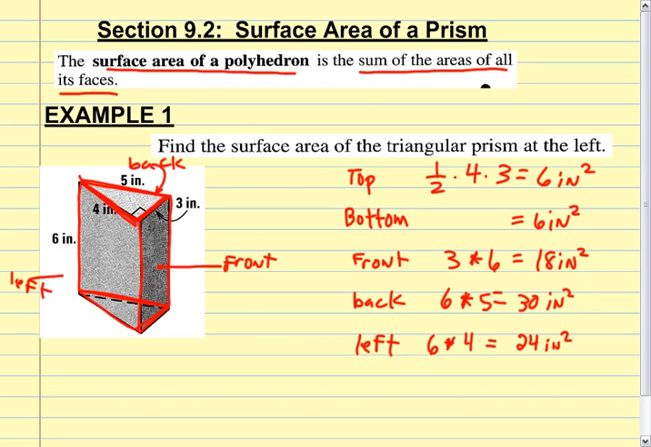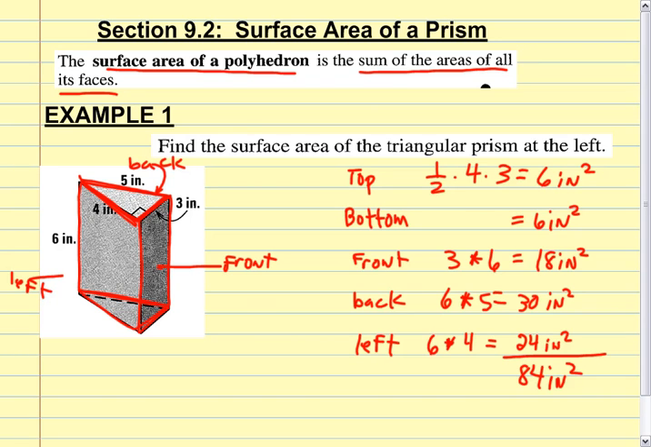So what's the surface area of this whole thing? Can someone tell me what that is? Elizabeth? 84. Does everyone agree with that? Is it 84? I know 30 and 24 is 54, right? 54 and 18 is 72, and 12 is 84 inches squared.